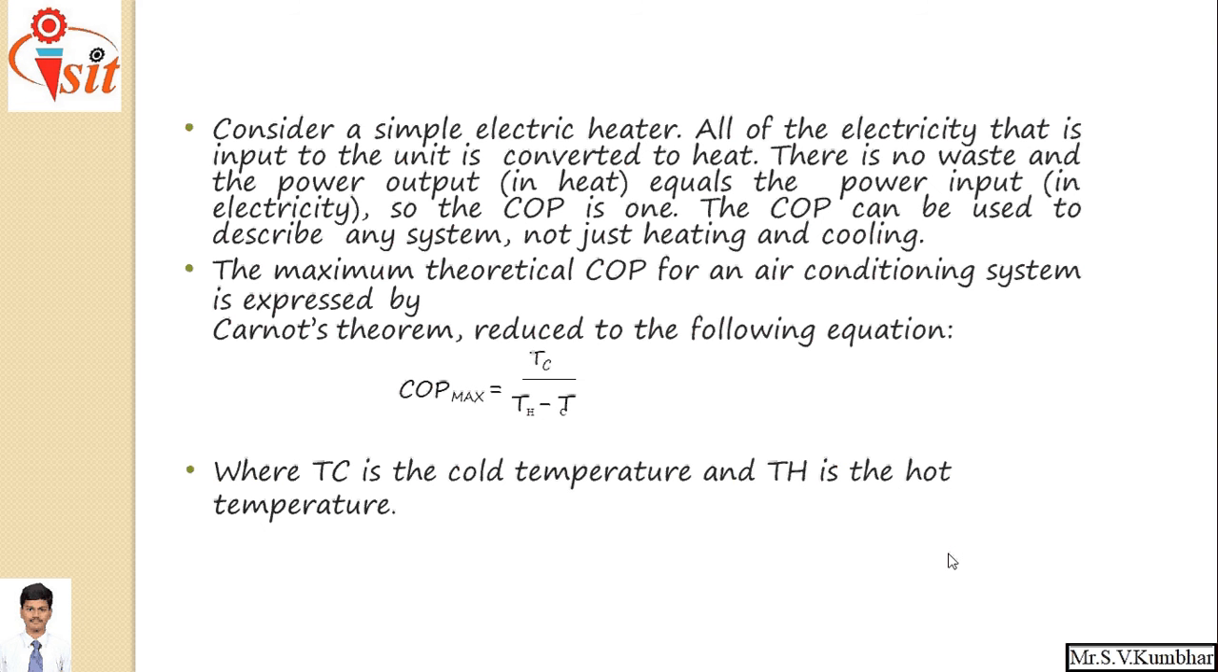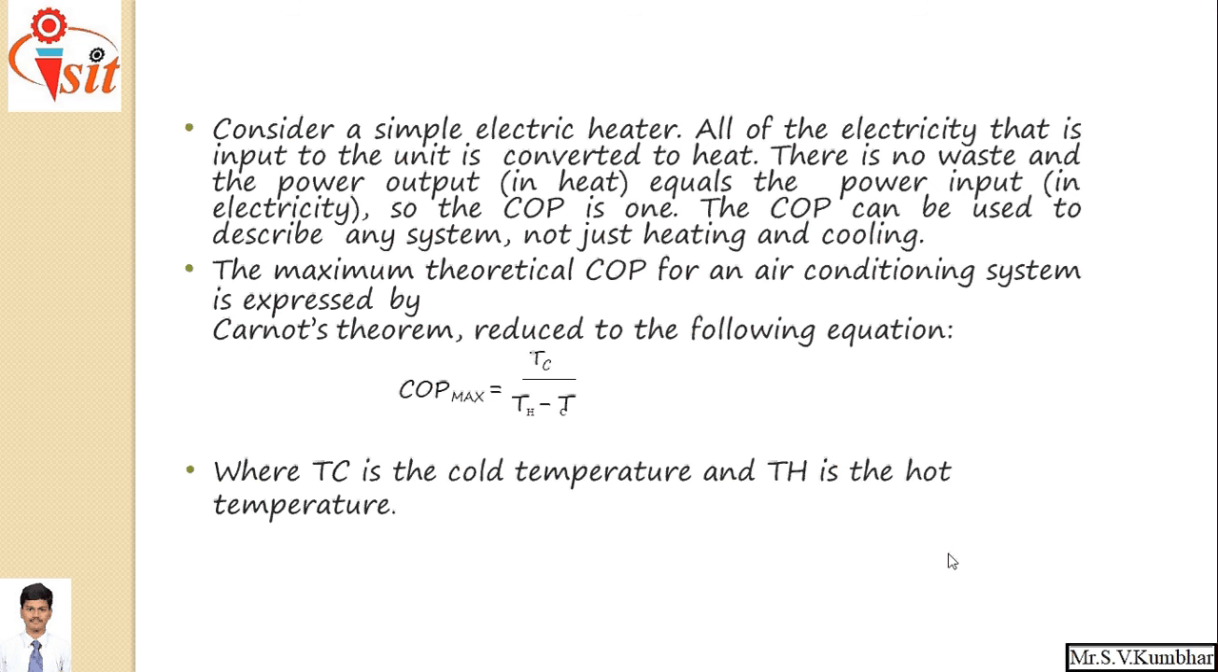So an example is shown here. Consider a simple electrical heater. All of the electricity that is input to the unit is converted into heat, that is, electrical energy is converted into an equivalent amount of heat. There is no waste of heat, and power output in terms of heat is equal to power input in terms of electricity. So COP is 1. The COP can be used to describe any system, not just heating and cooling.